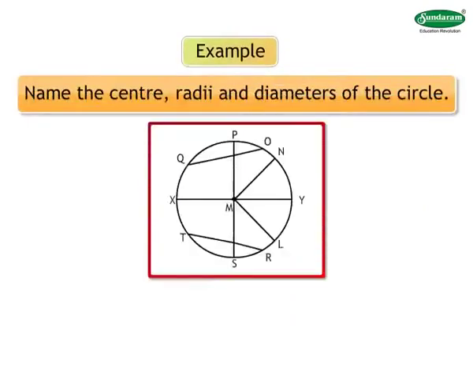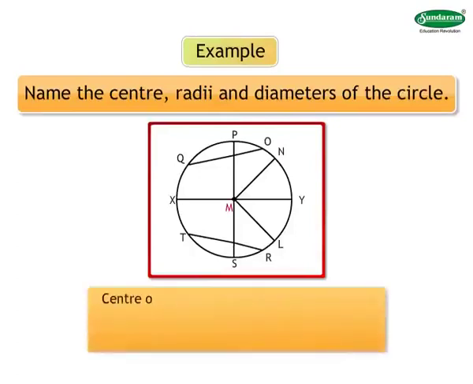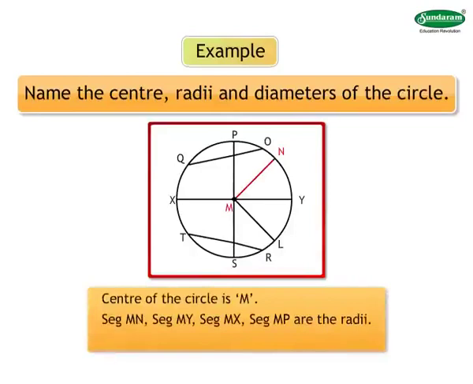Example. Name the center, radii and diameters of the circle. Answer. Center of the circle is M. Segment MN, segment MY, segment MX, segment MP are the radii. Segment XY and segment PS are the diameters.